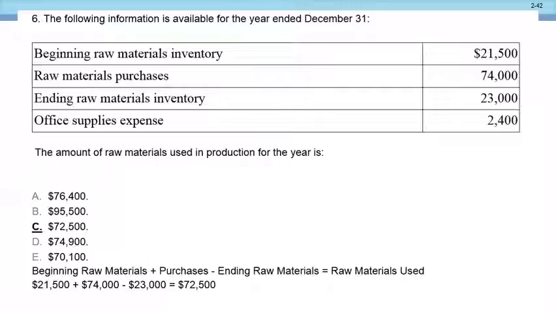Yes. Because we're just trying to get the raw materials here, right? And raw materials is part of our product cost, part of our manufacturing costs. Whereas office supplies, selling, and administrative are just expense, right? So it's just thrown in. That's correct. Yeah, it's a distractor is what they call that.